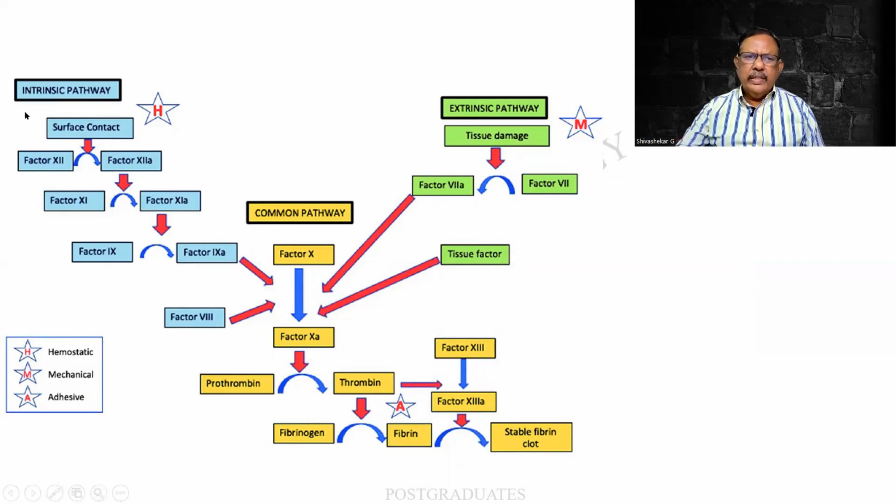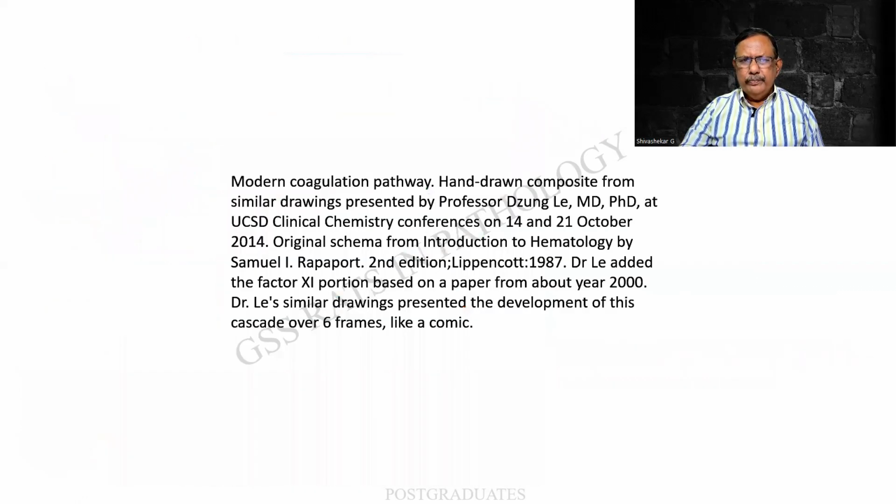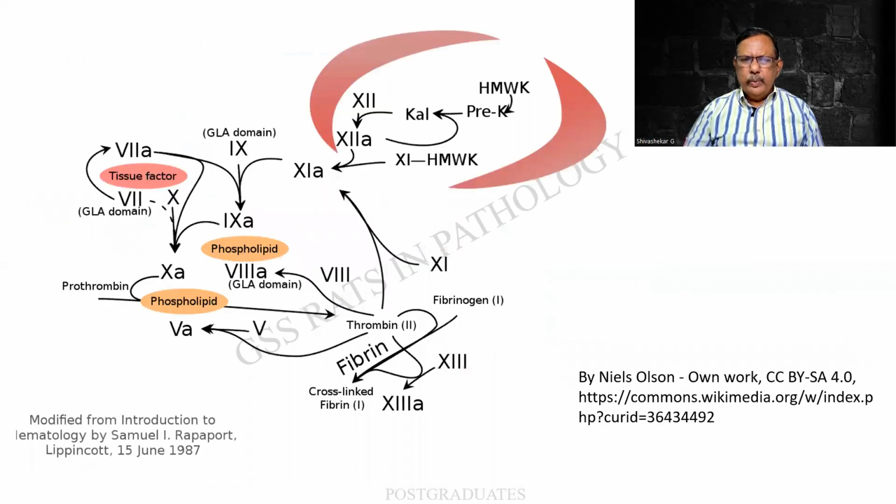So all of us know that there is an intrinsic pathway, an extrinsic pathway, and a common pathway. This has been studied well. You find that there is another work in which there is an initiation phase and an amplification phase. I am just trying to tell you how complex a simple clotting mechanism can be. So this is a modern coagulation pathway.